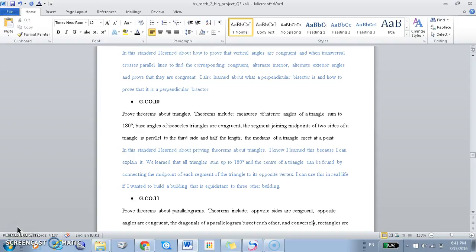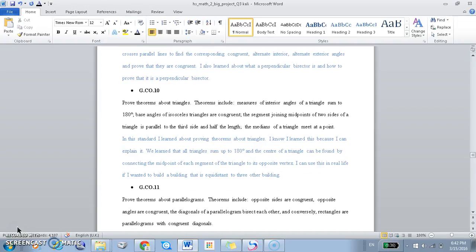So I can use this in real life if I wanted to build a building that's equidistant to 2 to 3 other buildings. And if I wanted to build it in the middle, I just have to take a map copy of it, draw a triangle, and find the midpoint.